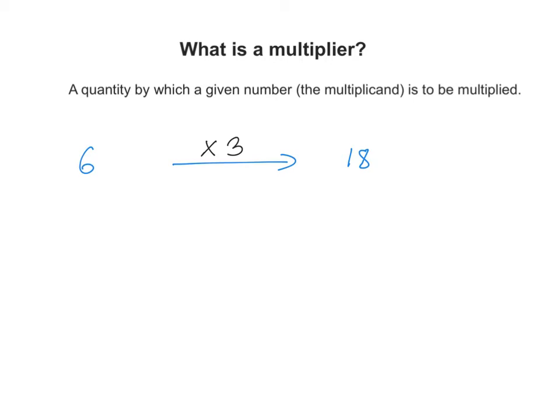So let's write this down. The 6 is called the multiplicand. The 3 is the multiplier. And the 18 is the product.